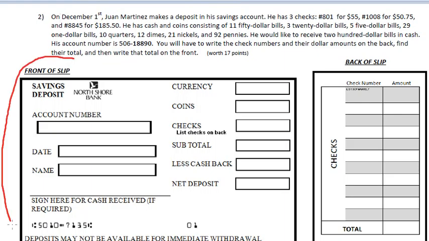We've got this different type of deposit slip. Notice how it has a front, and notice how it has a back. In the bank, you would actually pick this up, and all you would see is this on the front. If you flipped it over, then you'd see that. That's why I wrote the words front of slip and back of slip right there. Well, on December 1st, Juan Martinez makes a deposit in his savings account. He has 3 checks. Here they all are. I'm underlining them.